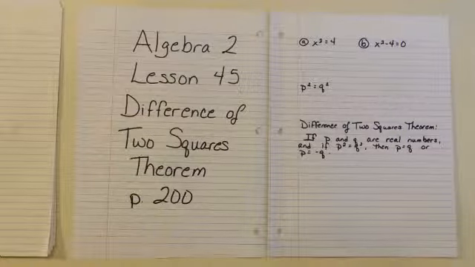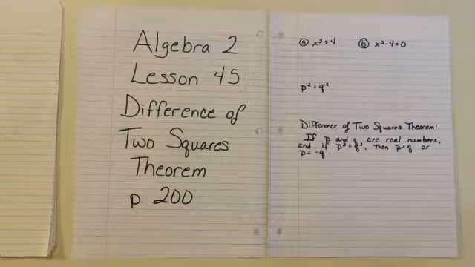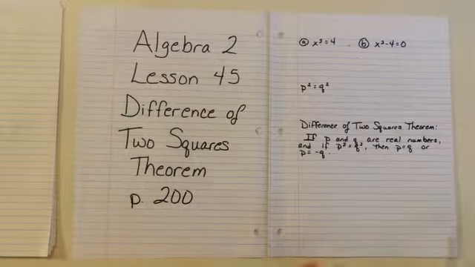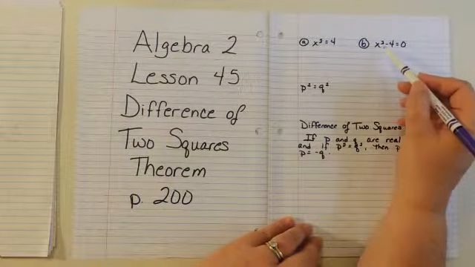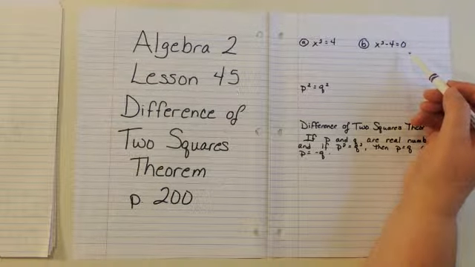This is Algebra 2, Lesson 45. We're going to talk about the difference of two squares theorem, and we're starting on page 200. The two equations, x squared equals 4 and x squared minus 4 equals 0, are two different forms of the same equation.